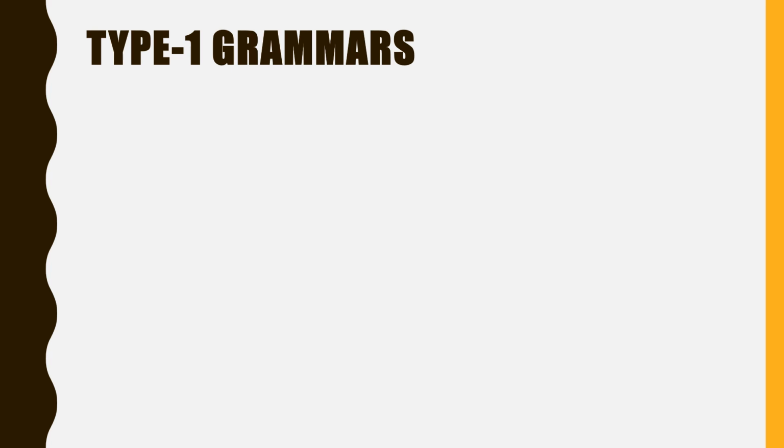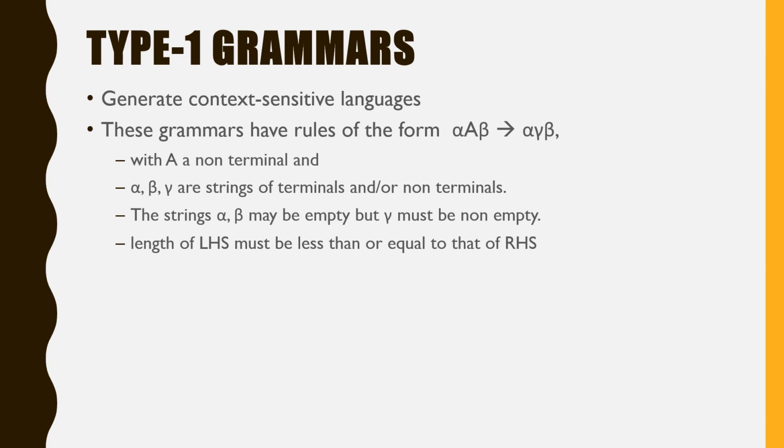The second category of grammars is type 1 grammars, and they generate the context sensitive languages. The grammar production is of the form alpha A beta derives alpha gamma beta. You can see A here is a single non-terminal, whereas alpha and beta can be any combination of terminals and non-terminals. This A has been derived to this gamma part, but the context alpha and beta remains the same in both the left hand and right hand side.